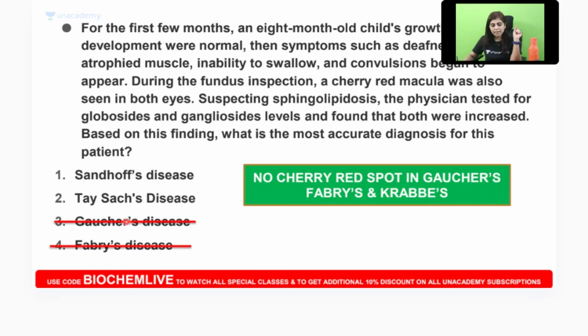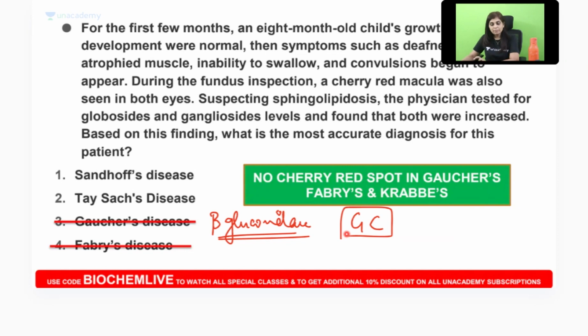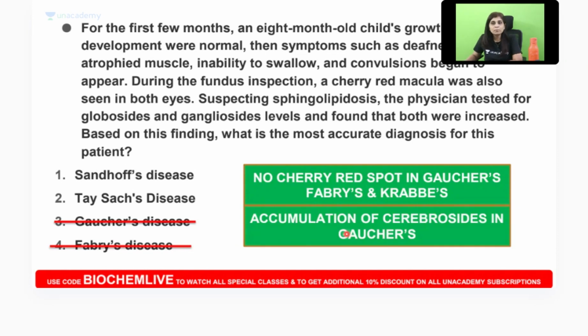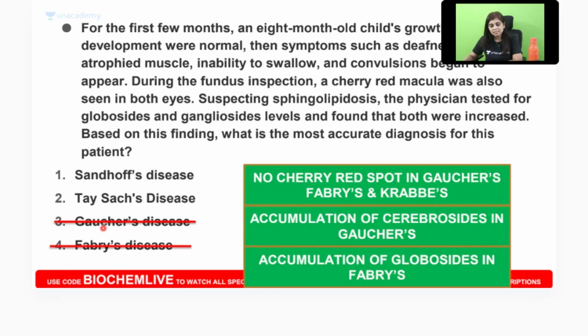Okay. So another reason for why I've excluded Gaucher's and Fabry's: because in Gaucher's, there is accumulation of cerebrocytes. Can anybody tell me which enzyme defect causes Gaucher's, all of you? Gaucher's disease is caused by a defect of beta glucosidase, in which case glucosyl ceramide accumulates. Glucosyl ceramide is called the cerebrocyte. So tell me, what is the lipid which accumulates in Gaucher's? All of you please memorize it. In Gaucher's, it is cerebrocytes. Whereas in Fabry's disease, it is globocyte.